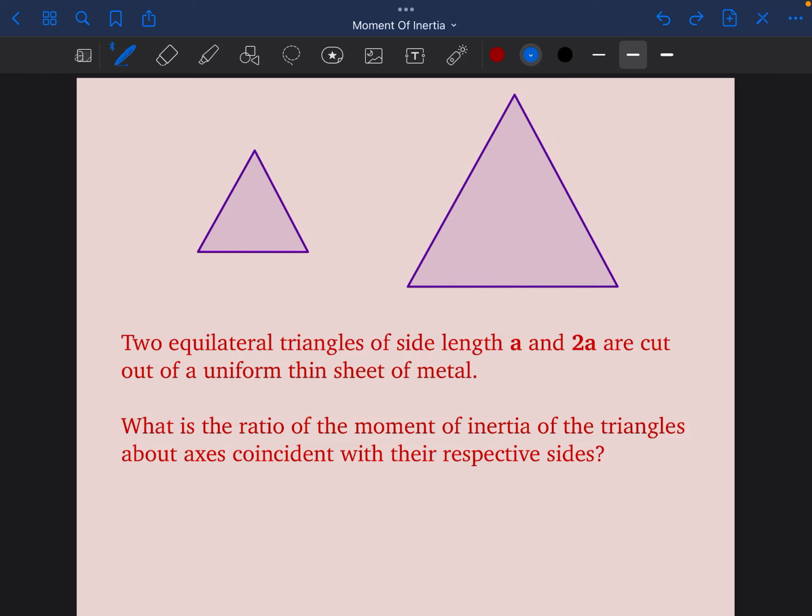Hello, welcome. In this video, we will look at a nice problem related to moment of inertia. You can pause the video here and try the question on your own. Let me go straight into the solution now.